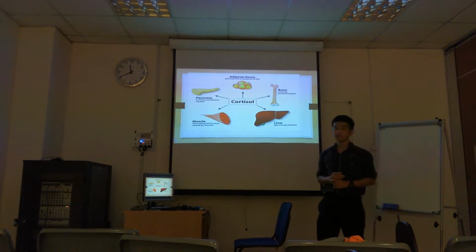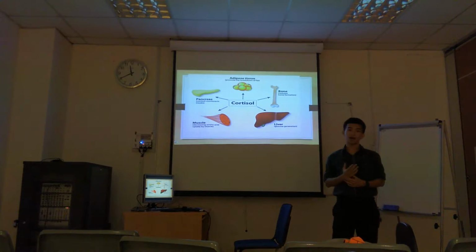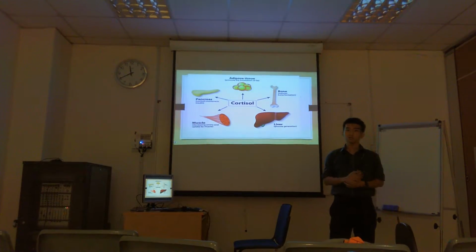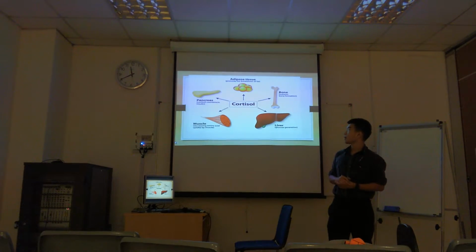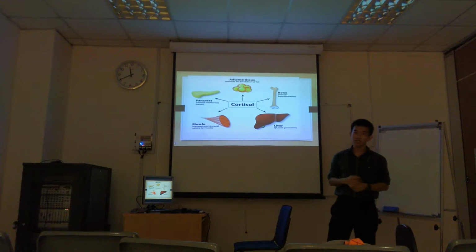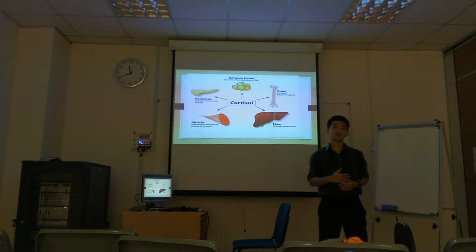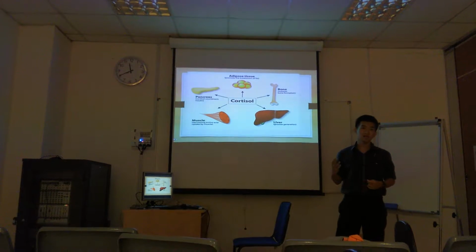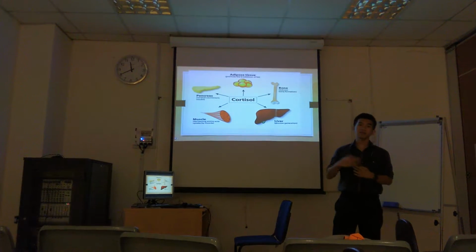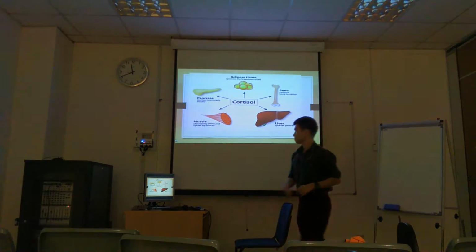And then the next is muscle. Cortisol inhibits the amino acid uptake by the muscle. And then the next is pancreas. It counteracts insulin. Insulin is a type of hormone that is secreted by the pancreas in order to reduce the amount of glucose in blood. So cortisol counteracts insulin, and in a way, it increases the amount of glucose in the blood.